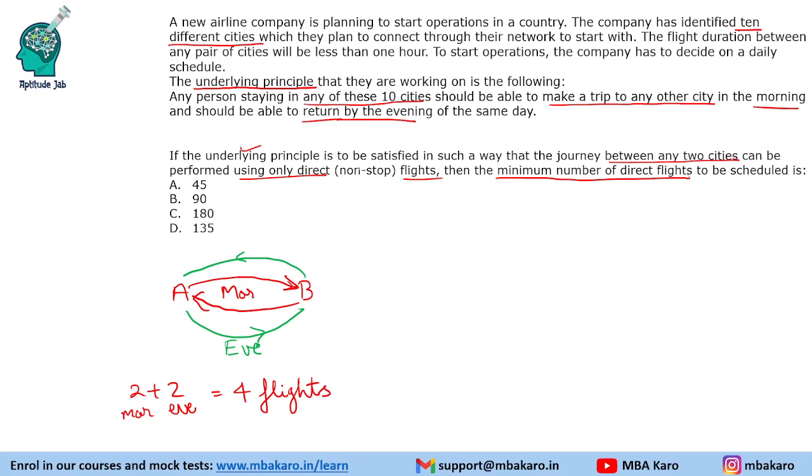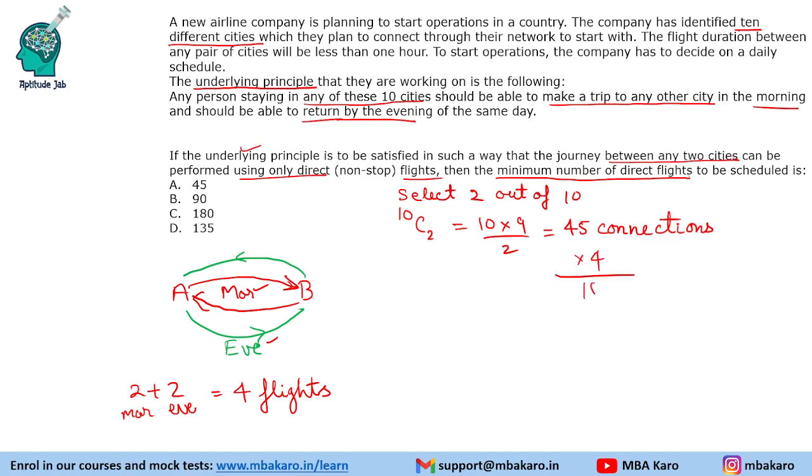Between two cities. Now we will find how many cities are connected. So we have 10 cities and we need to select two out of 10 cities. In how many ways can we select two cities out of 10? That is 10C2, which is basically 10 into 9 by 2. We have 45 connections. And for each connection, we need four flights, two morning flights and two evening flights. So 45 connections and four flights each, that is 180.